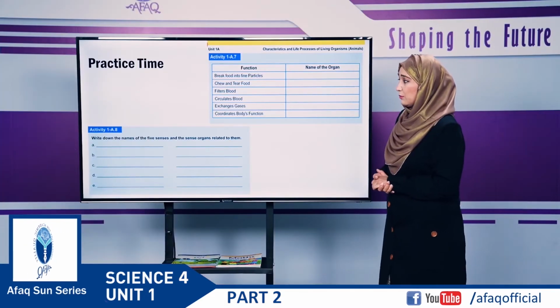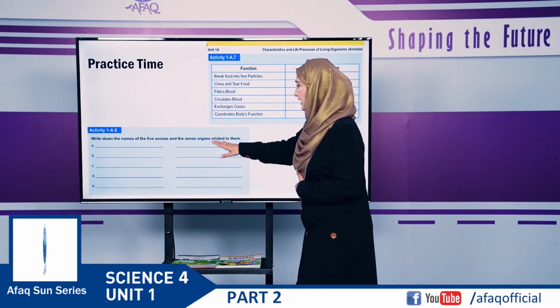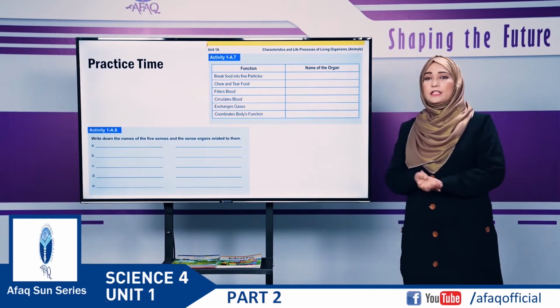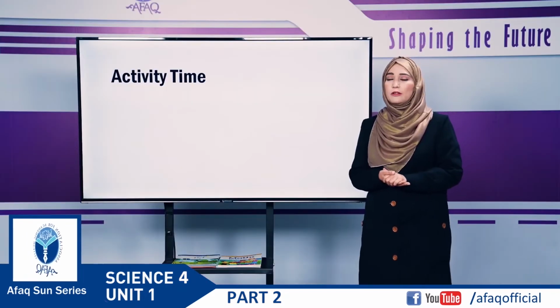And in activity 1A8, you have to write the name of 5 senses and sense organs related to them. So please quickly solve these activities and come back. Students, have you solved those activities? You must have solved them.